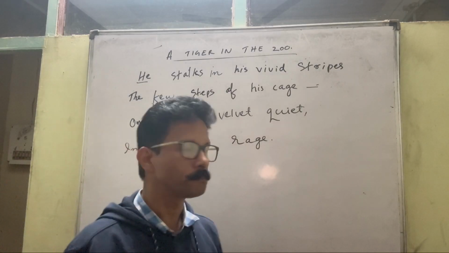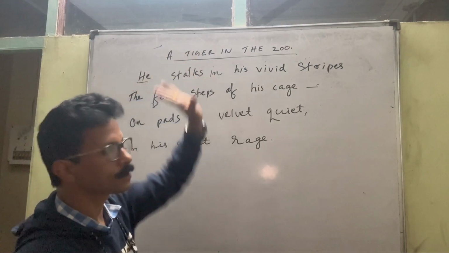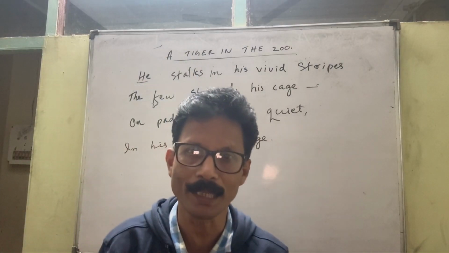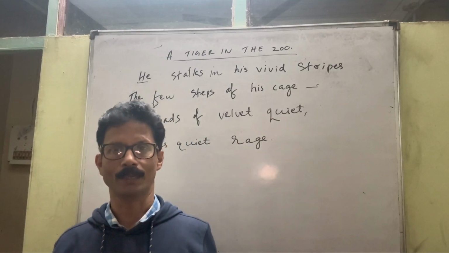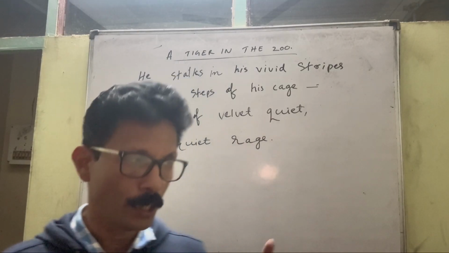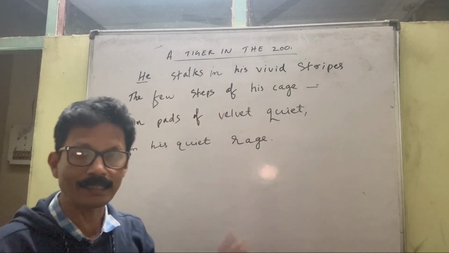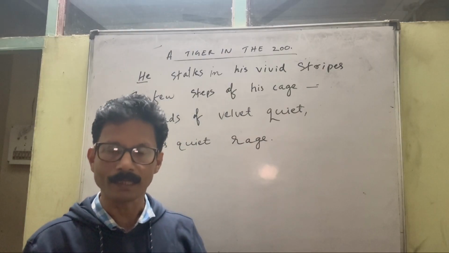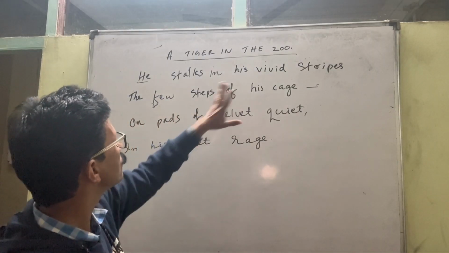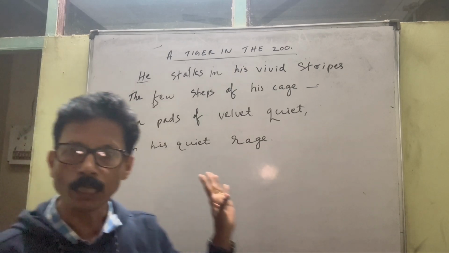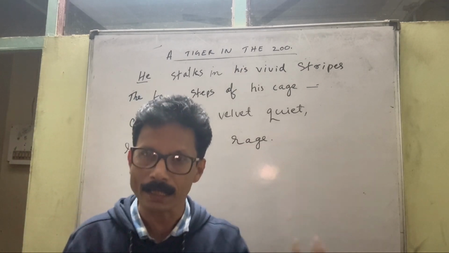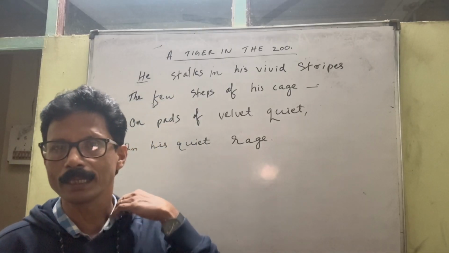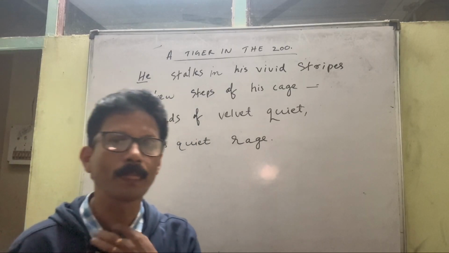Today I'll explain the poem A Tiger in the Zoo. The title of the poem is A Tiger in the Zoo. It is written by Leslie Norris, and for you, it is in the class 10 Beehive textbook. So the title of the poem is clear. There is a tiger in the zoo. That is all about the title.